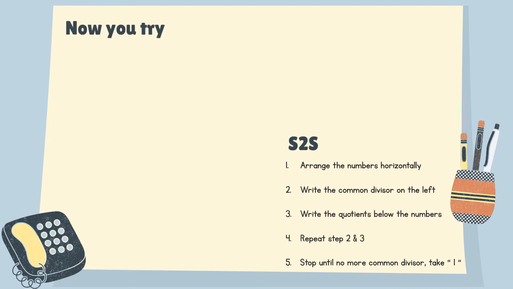Now it's time for you to try. Take a piece of paper and a pencil. Find the highest common factor of 20 and 60. Do this slowly, step by step. You can always refer to your timetable chart with you. I really don't mind. Remember, you need to keep on repeating step 2 and 3 if there is still a common divisor. If you are not sure, you can always do long division slowly.